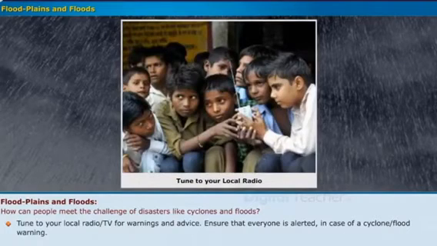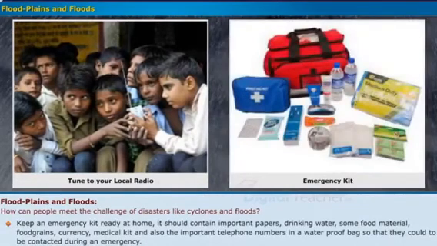Tune to your local radio or TV for warnings and advice. Ensure that everyone is alerted in case of a cyclone or flood warning. Keep an emergency kit ready at home. It should contain important papers, drinking water, some food material, food grains, currency, medical kit, and also the important telephone numbers in a waterproof bag so that they could be contacted during an emergency.